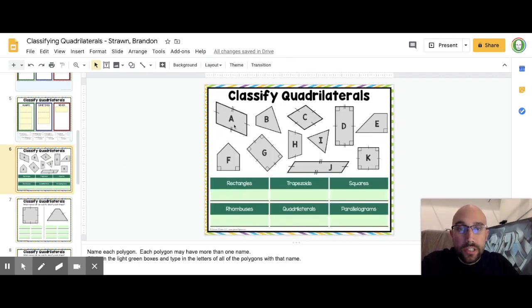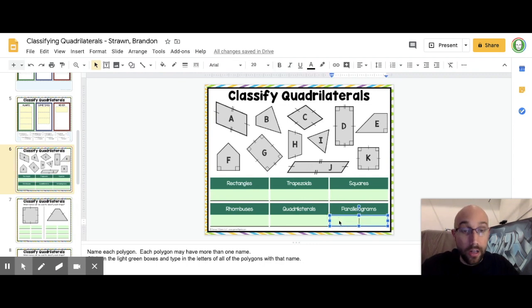So then this one, you just need to write in the letters of them. Let's pick a couple just for fun. So A, we know that the opposite sides are congruent because of the little dashes, but we don't know anything about the angles. Well, if opposite sides are congruent, think back to our parallel line postulates using transversals, we've got a whole bunch of alternate interior angles there, which means we have some parallel lines, 2 sets of them. That has to be a parallelogram. So I'm going to double click on the light green box down there and put A.